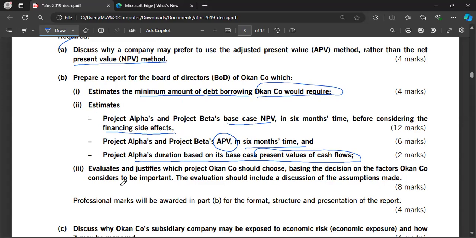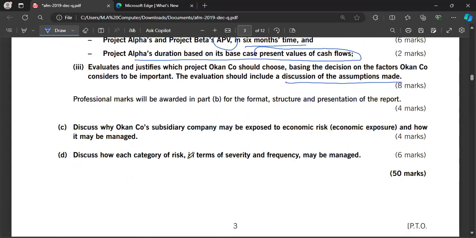Because in this question, we said that the decision should be on the duration and on the returns generated by the projects. The valuation should include a discussion of the assumptions made, and discuss why Okan company's subsidiary may be exposed to economic risk and how it may be mitigated, for 4 marks. And discuss how each category of risk in terms of severity and frequency can be managed.